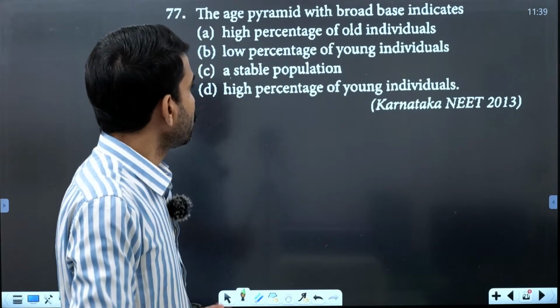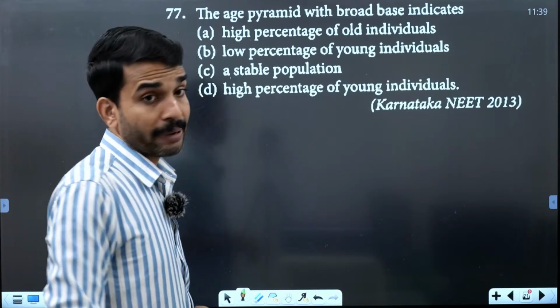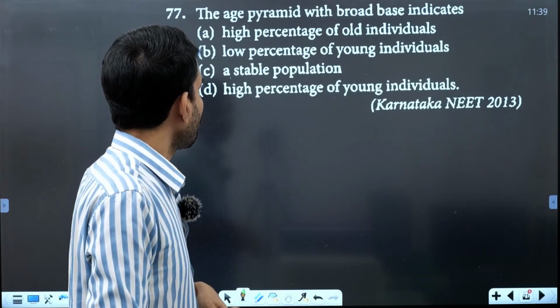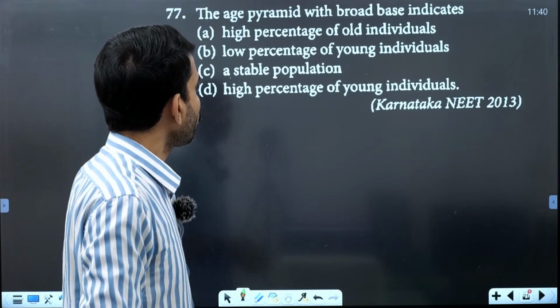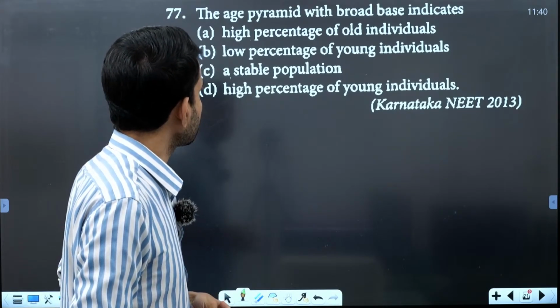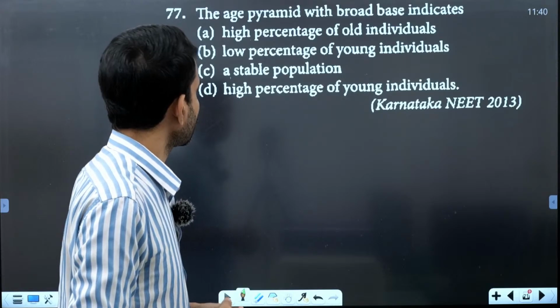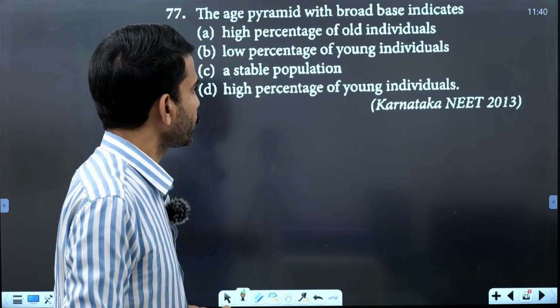Next one. The age pyramid with the broad base indicates: A, high percentage of old individuals; B, low percentage of young individuals; C, a stable population; and D, high percentage of young individuals.